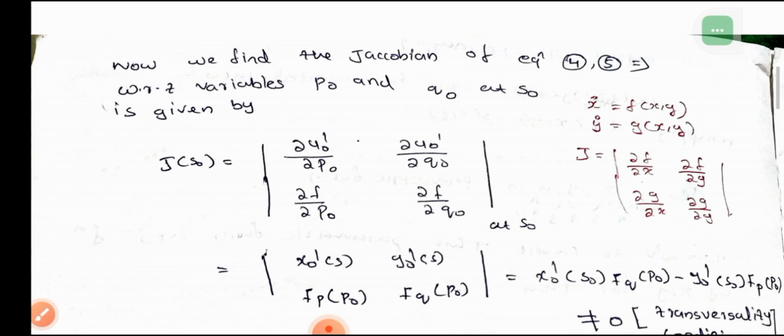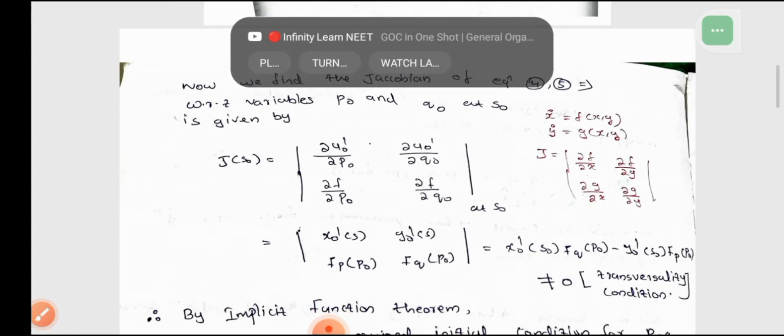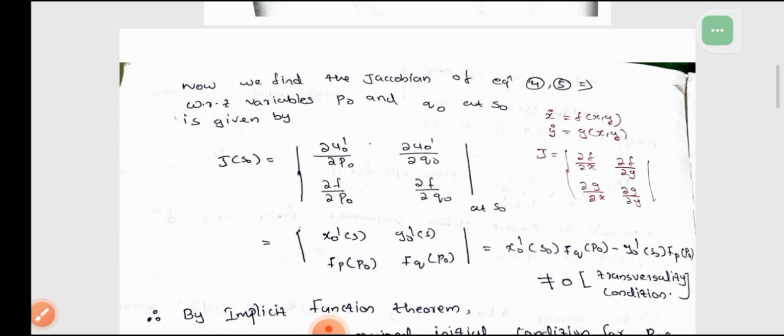Jacobian at s naught is equal to the determinant of ∂u naught dash/∂p naught, ∂u naught dash/∂q naught, ∂f/∂p naught, ∂f/∂q naught at s naught, which is equal to the determinant of x naught dash of s, y naught dash of s, fp of p naught, fq of q naught, which is equal to x naught dash of s naught into fq of p naught minus y naught dash of s naught into fp of p naught. By the transversality condition, we can say that J is not equal to 0.